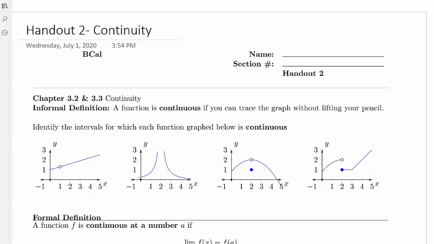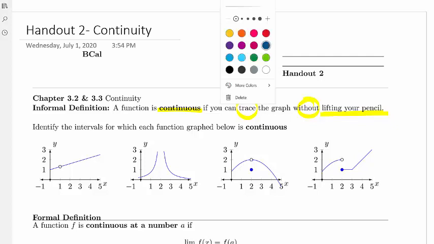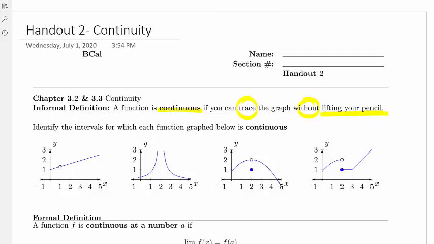First, we're going to begin with an informal definition. A function is continuous if you can trace the graph without lifting your pencil, right? So these are the important things: if you can trace it without lifting your pencil. Let me go red since I've graphed these in blue.